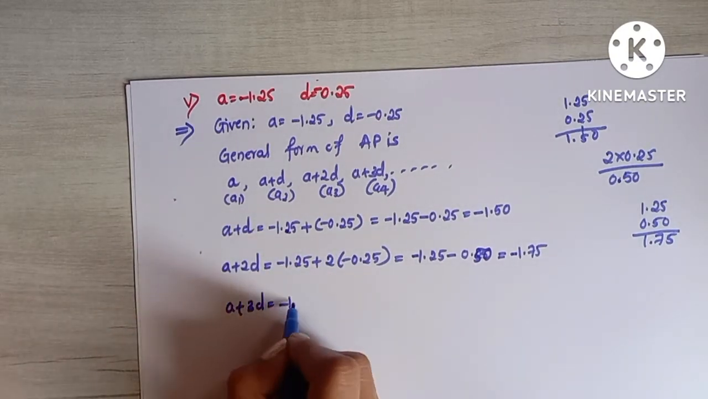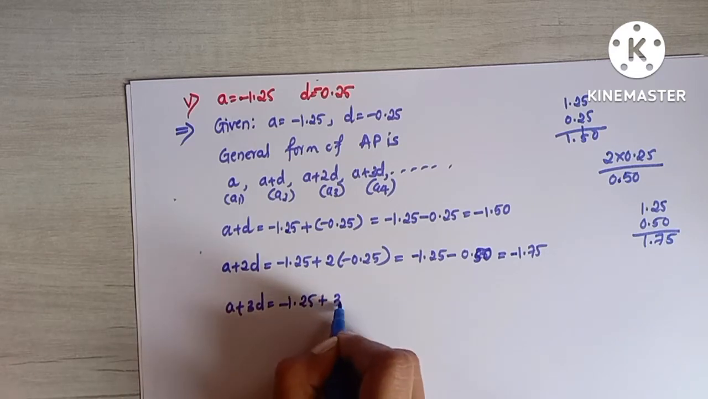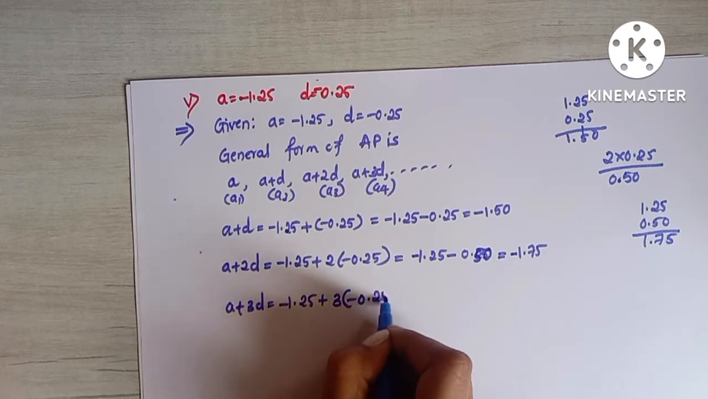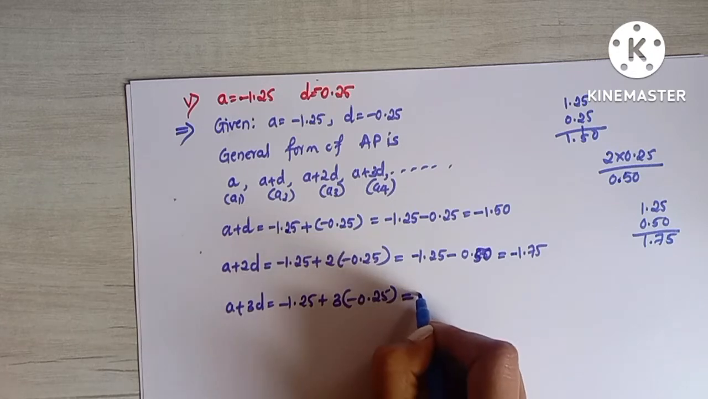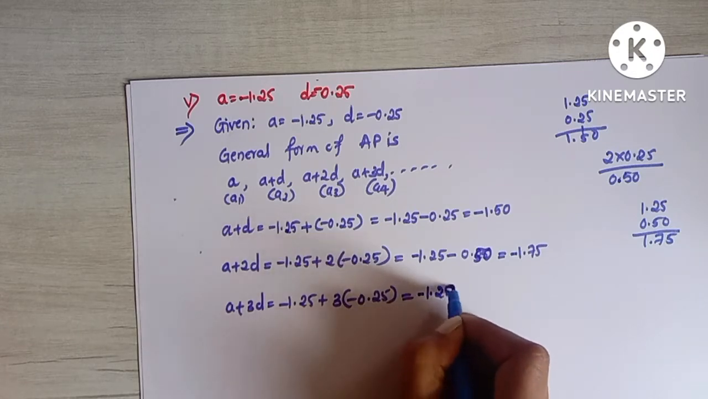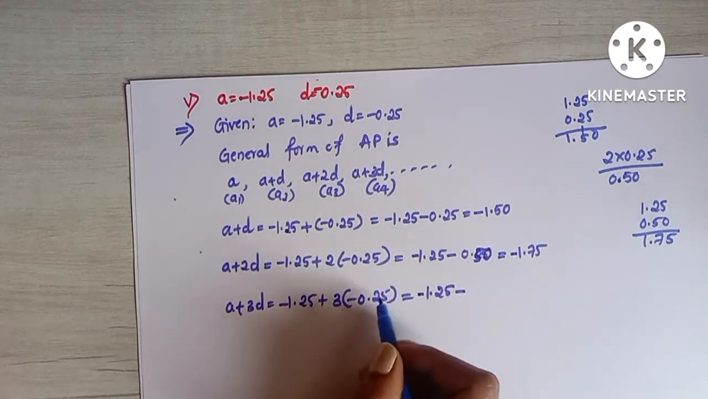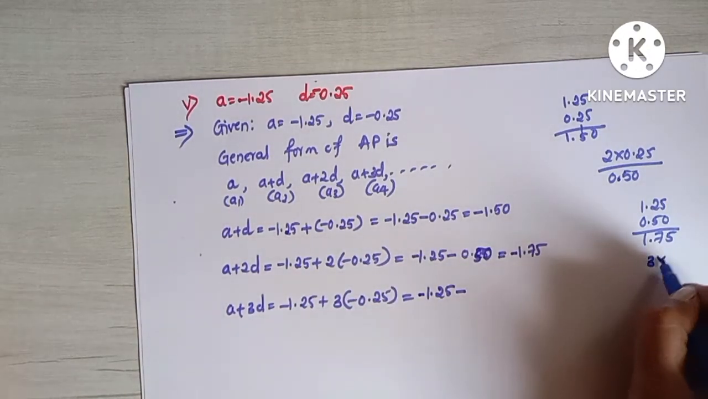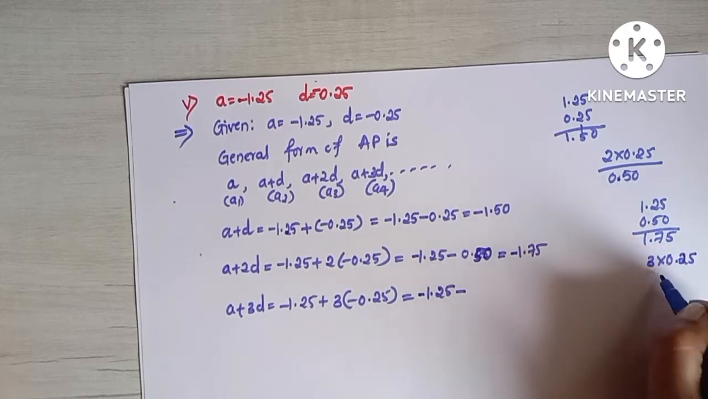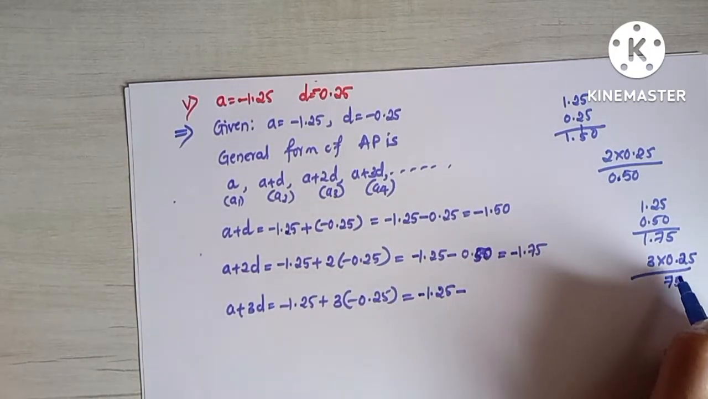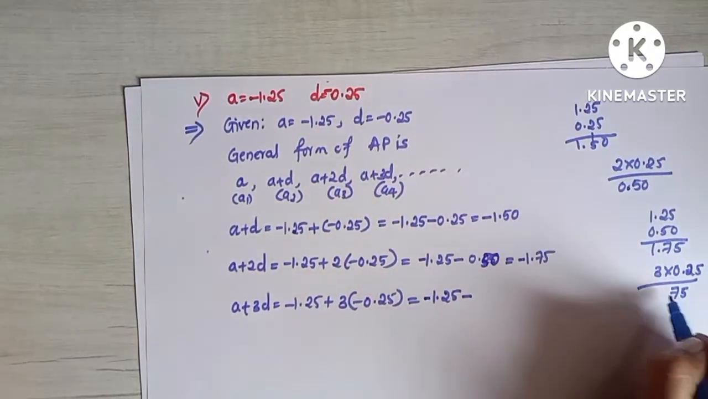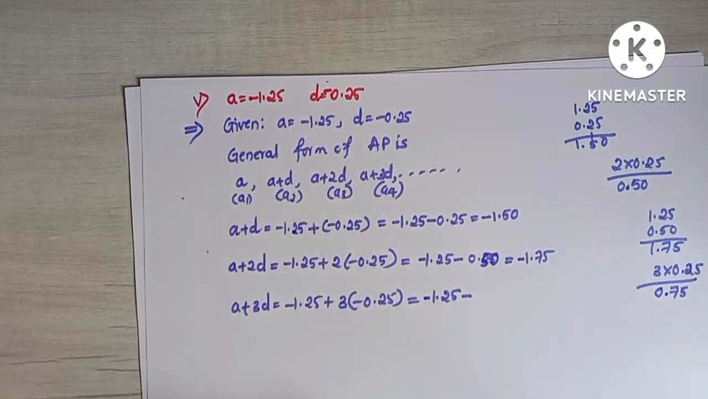Next, a plus 3d. So a is minus 1.25 plus 3 as it is, d is minus 0.25. So let us write minus 1.25 as it is. So what is plus into minus? Minus. So what is 3 into 0.25? 25 threes are 75. So we have to put decimal point after 2 digits. Therefore it is 0.75.